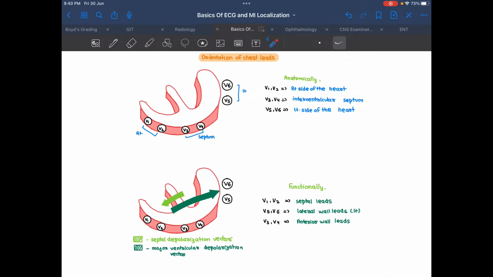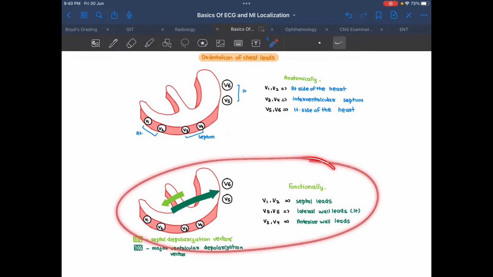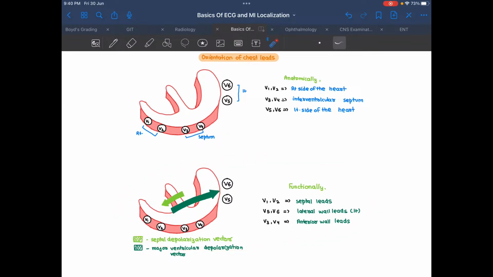So let's talk about the orientation of the chest leads now. I'm going to discuss only the functional aspect of it. If you remember, guys, there is one conceptual thing. Whenever I talk about the chest leads, they're not going to record directions in a superior-inferior fashion. It's a section through the heart, right? A section through the heart is only going to be left and right.